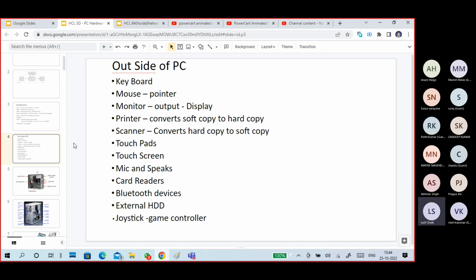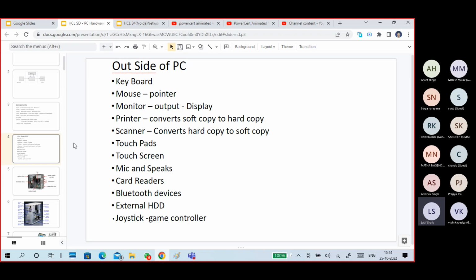Card readers: if you have SD cards, memory cards, that's what card readers are useful for. Bluetooth devices connect any Bluetooth-related devices like headphones, right? Bluetooth connectivity devices, Bluetooth monitors, Bluetooth projectors and so on.